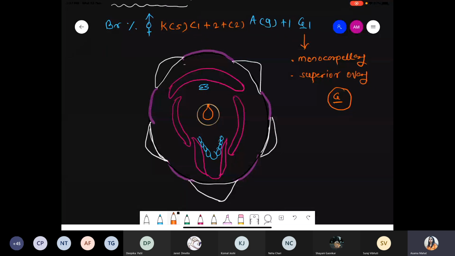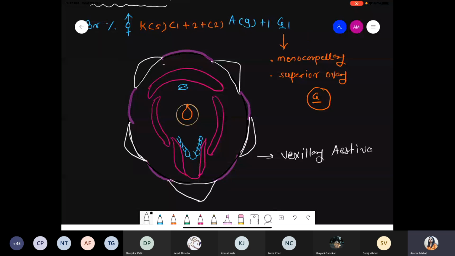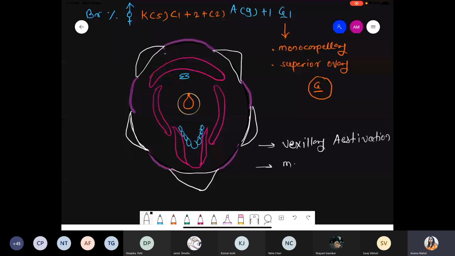So in the case of the Fabaceae family, number one, what we discussed, there is the presence of the vexillary estivation. Vexillary estivation is present. Number two, they are again showing placentation, that is marginal placentation, which is very common in pea and the bean plant. So marginal placentation. Also, these are very common.